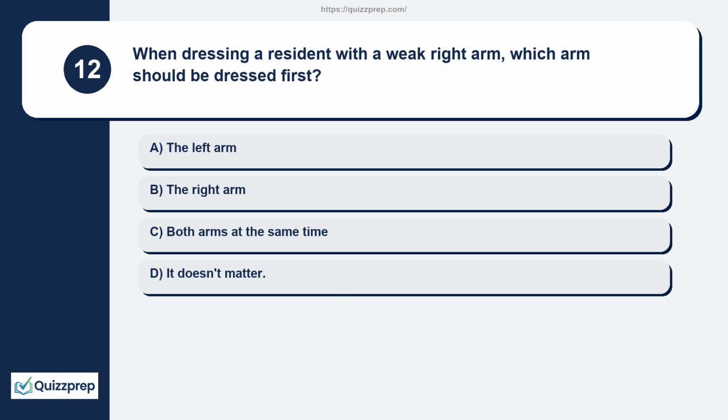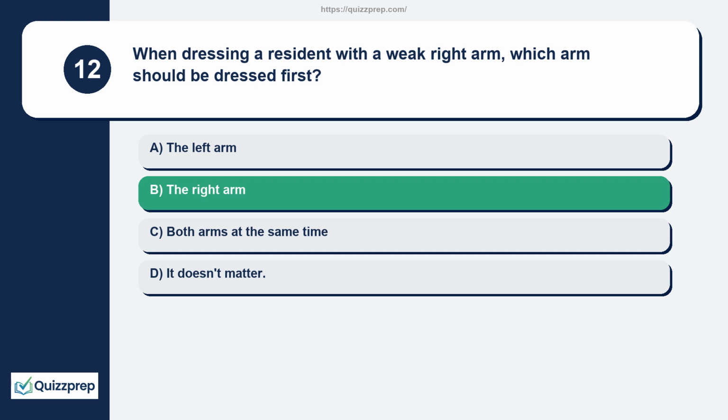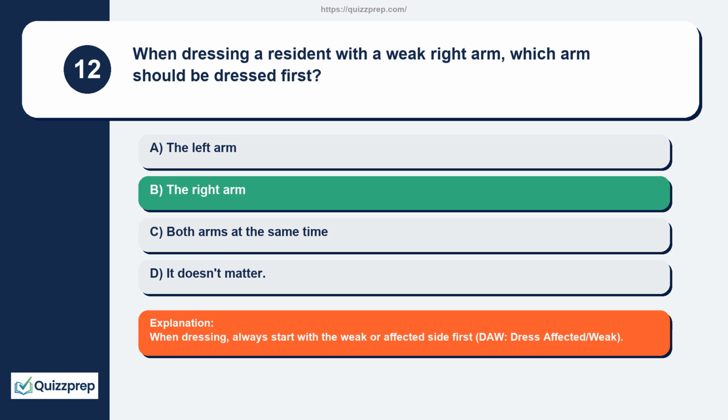Question 12. When dressing a resident with a weak right arm, which arm should be dressed first? The left arm, the right arm, both arms at the same time. It doesn't matter. When dressing, always start with the weak or affected side first. Dress affected/weak.